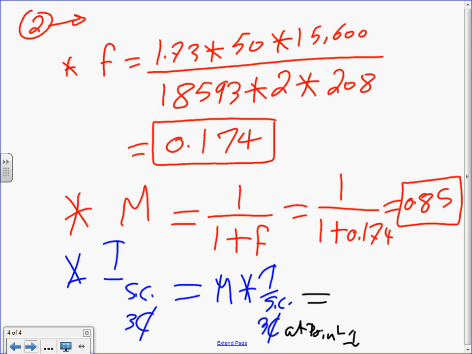This is at point 1. This is at what point here? This is point 2. This is at point 1. Okay, now the multiplier is 0.85 multiplied by 15.6K. Gentlemen, what's the answer?